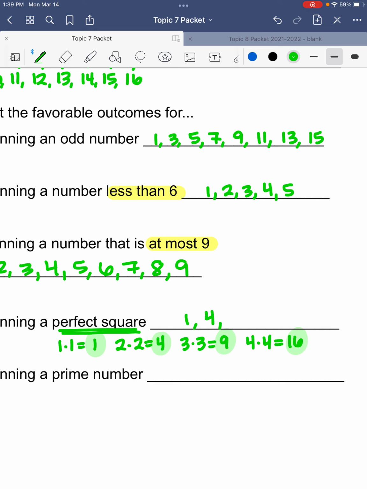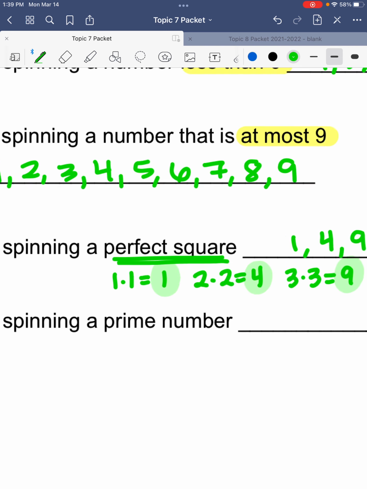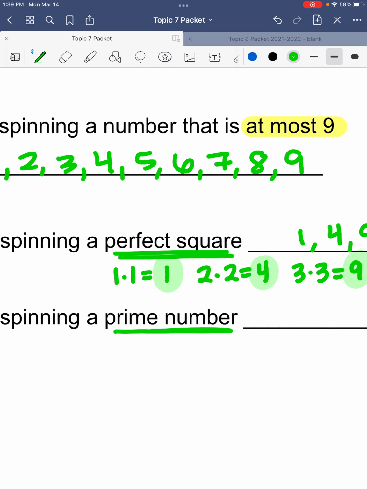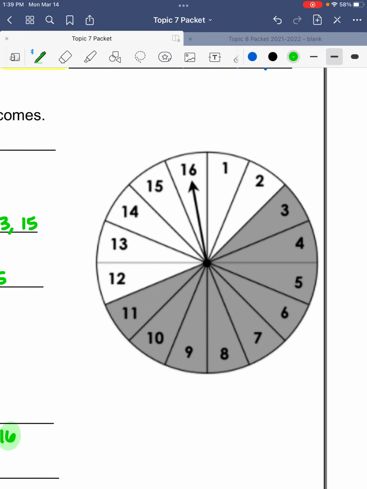1, 4, 9, and 16 are the perfect squares. E, spinning a prime number. Now we talked about prime numbers in our notes in class today. The way I find a prime number is it's a number that can only be made by multiplying 1 and itself. So let's look at our spinner. And it has to be a number bigger than 1. So I'm not even considering 1 here.